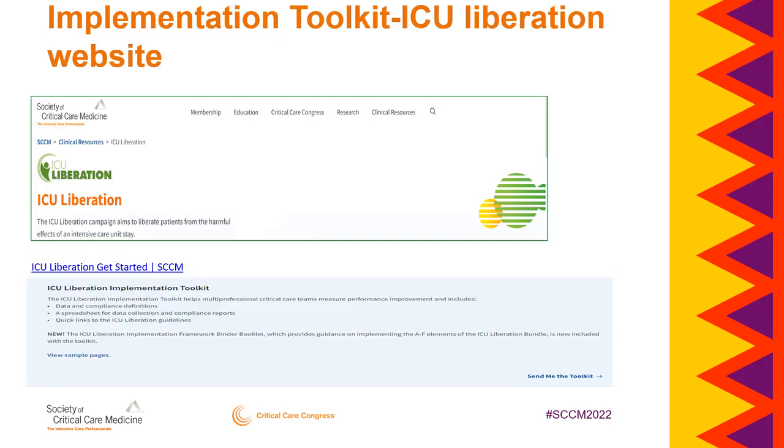There are a number of resources available through SCCM to assist you in implementing the ICU Liberation Bundle. So you can see here is a picture of the ICU Liberation website. On that website, there are links to help you get started in implementing the ICU Liberation Bundle and an implementation toolkit. And that's what I'm going to walk through today, the different components of the toolkit and how you can use it to implement ICU Liberation at your site if you're just beginning, or things to assist you if you've implemented parts of it and want to implement the other parts.